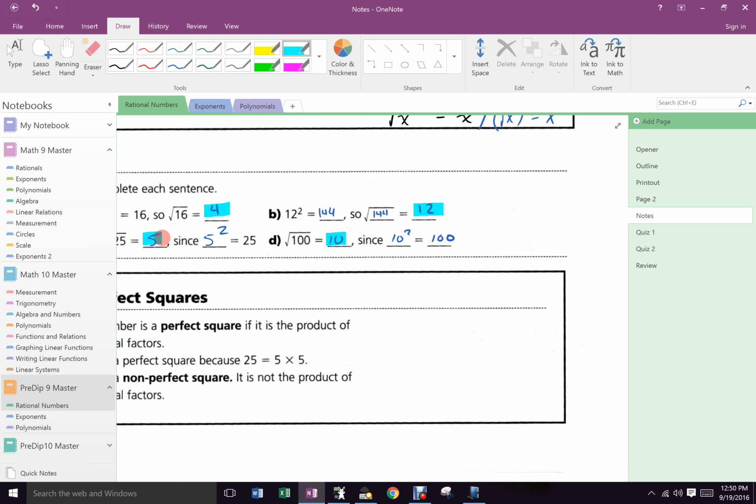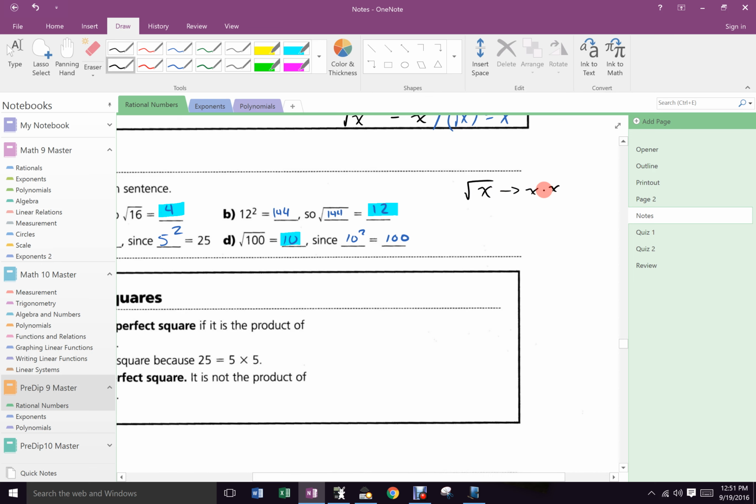Sam? Maybe. Not quite. Root 16 is 4, right? Why is root 16 4? What makes the root of 16 4? 4 times 4. 4 times 4 is 16, right? So by that logic, the square root of x must be x, whatever x times x is, yeah? So x and x have to be the same, right? Yeah.